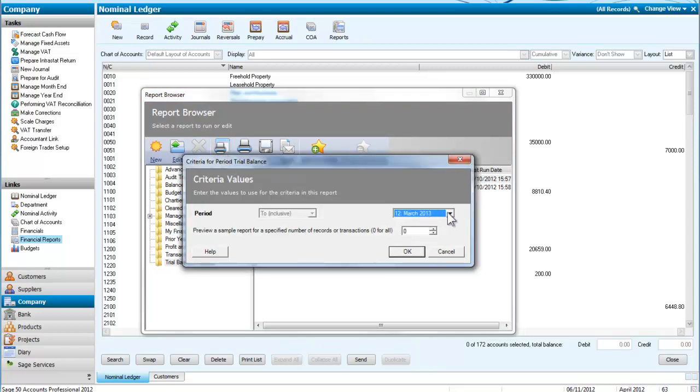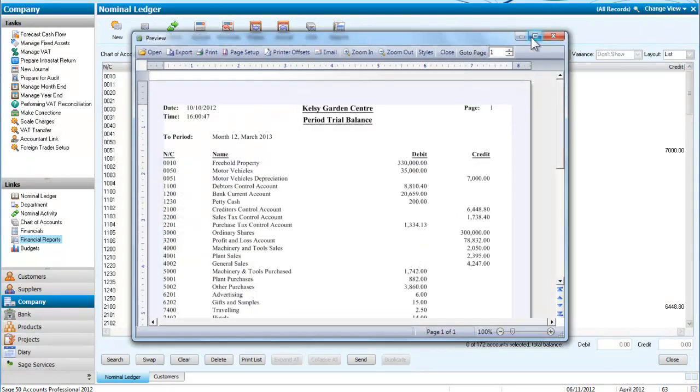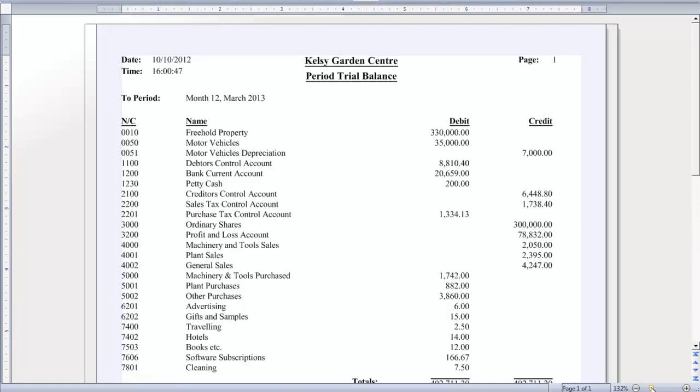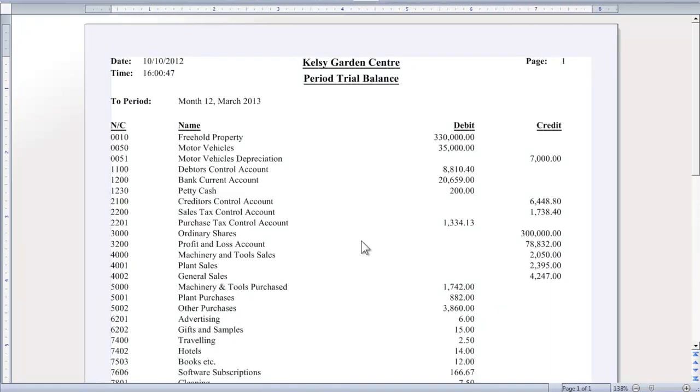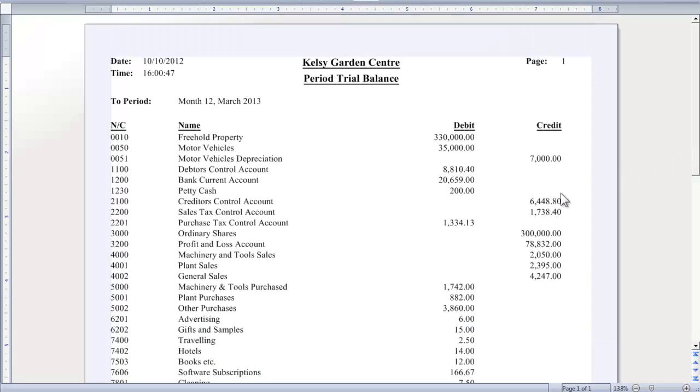We'll look at everything that's on the trial balance at the moment for the financial year, hence it says to the 12th of March 2013 on this one. Now I'll just make that large enough so that we can see it. There we are. And you can see that the total of the debits and the total of the credits are the same, right? It tells us exactly what the balance is in each of our nominal accounts.